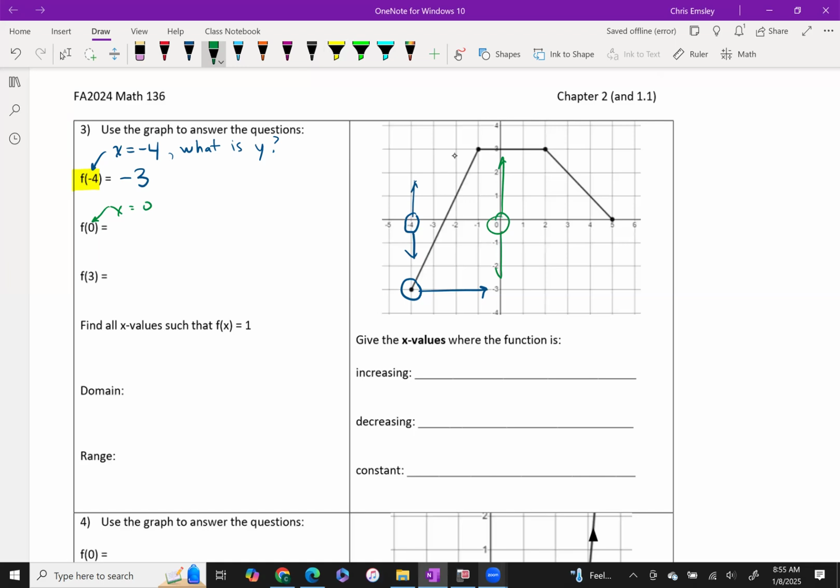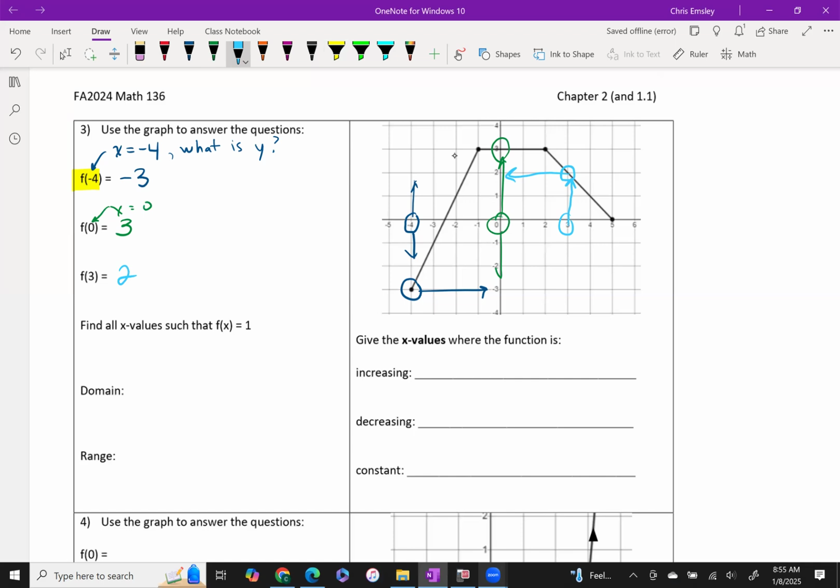Okay, when x is 0, where are we? We're right here. We're at y equals 3. So f of 0 is equal to 3. What about when x is positive 3? Here's positive 3. Look up and down. Where is our function? It is right here. So when x is 3, y is positive 2. Okay, so that's how we evaluate functions.